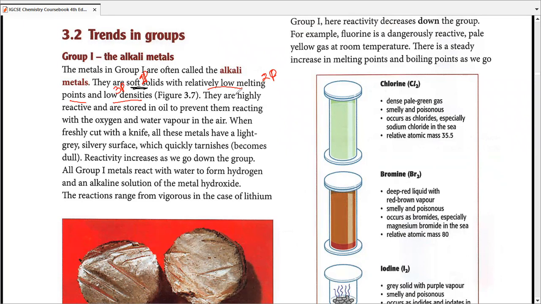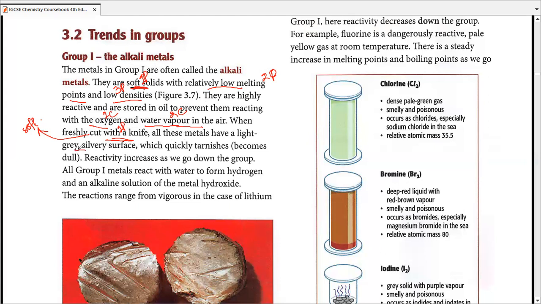Now, they are highly reactive and stored in oil to prevent them from reacting with oxygen and water. So if they react with oxygen, that's the first chemical property. If they react with water vapor in the air, that's the second chemical property. When freshly cut with a knife, and this means they are soft, cut with a knife means they are soft, all right? So cut with a knife, I'm going to mark that as 1p again, since we have already mentioned that they are soft solids.